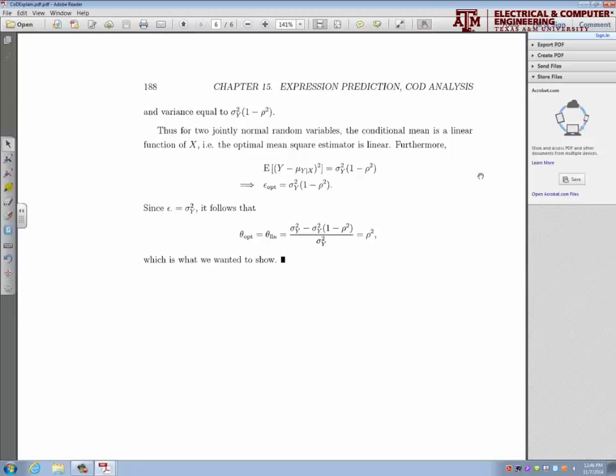And the error of the mean of y is basically the variance. So you can plug that into the COD definition, and you can calculate that the COD for the optimal predictor, which is also the COD of the best linear predictor, is going to be given by sigma square y minus epsilon op that you calculated, divided by sigma square y, and that's equal to rho square, which is basically the square of the correlation. So in this case, we are able to get a closed form expression.